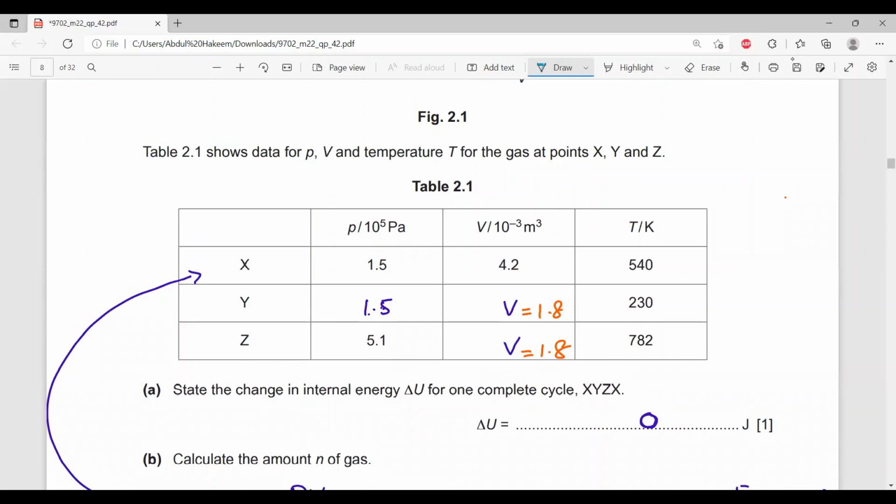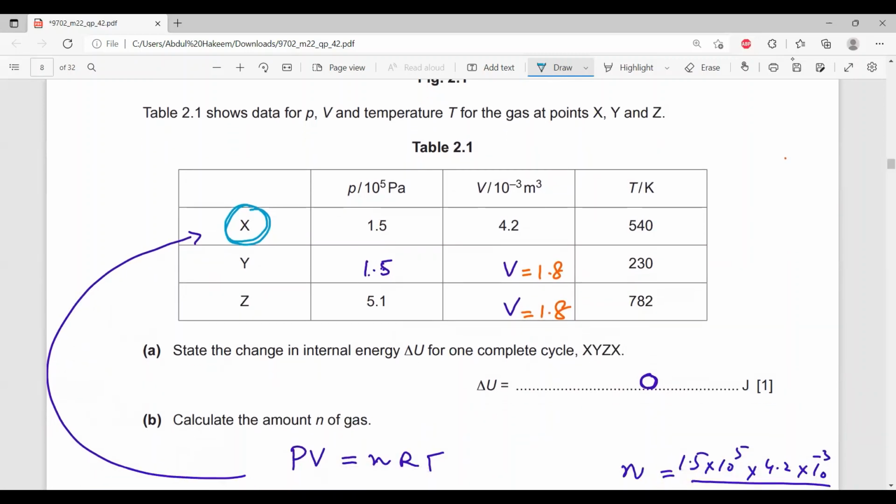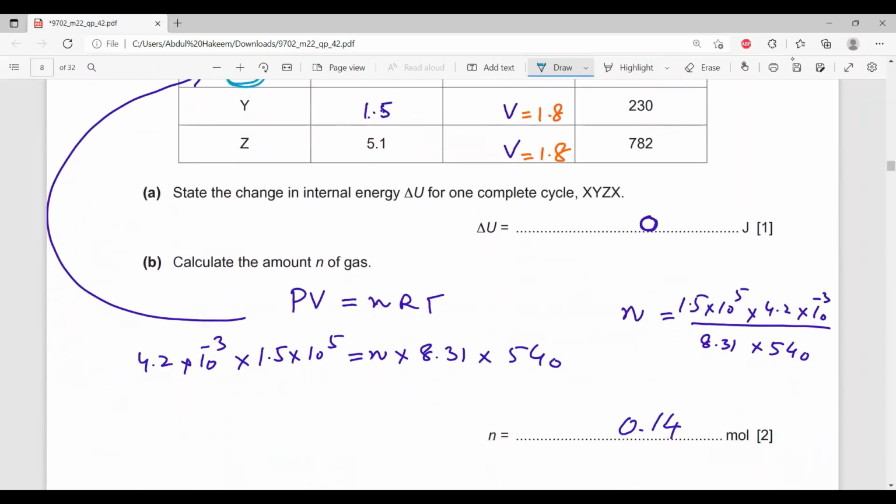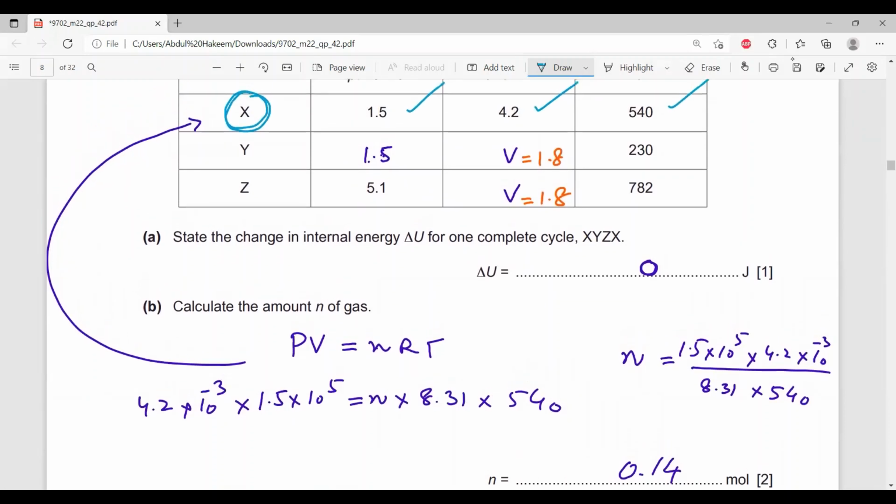Now calculate the amount of the gas. For this, we will consider state X, its pressure, its volume, its temperature. So pV is equal to nRT, pressure is given.